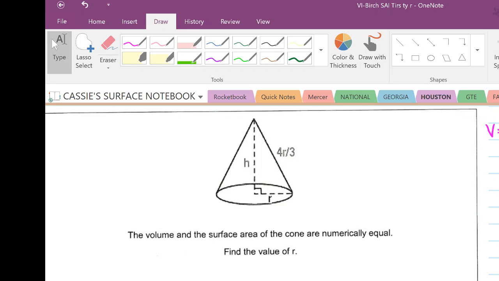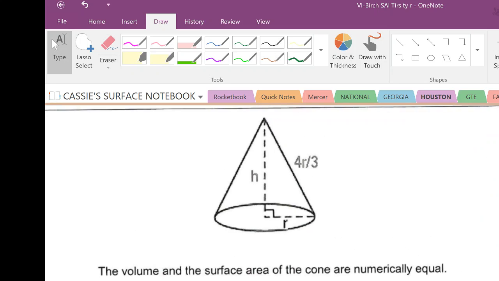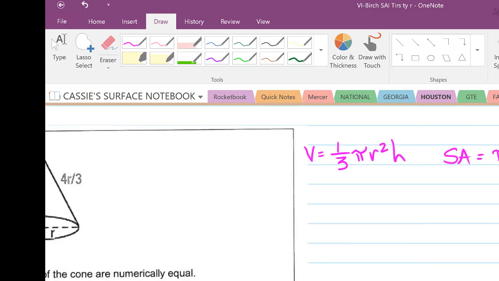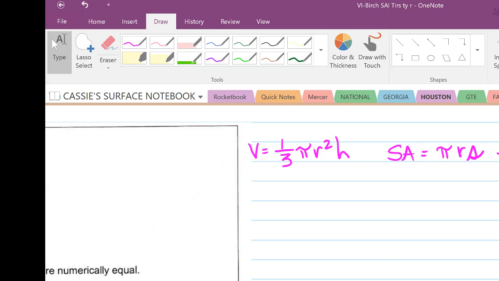This is page 51. You're looking at this cone, and it wants you to, based on the fact that the volume and the surface area are equal, find the value of the radius. So, first of all, you do not have to memorize these formulas. These formulas are provided for you.